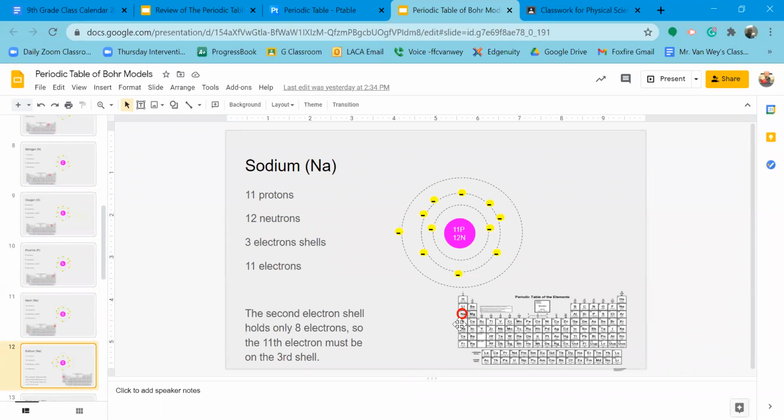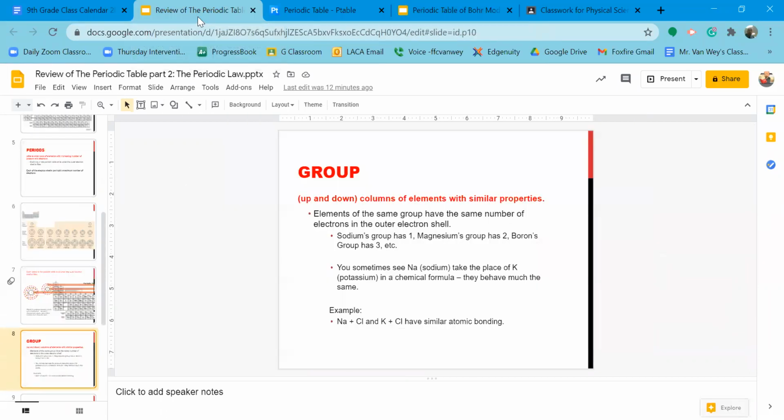Now we're at sodium. It's directly below lithium. It's in the same group. Now, notice how many electrons are in the outer shell? There's just the one. So elements in a group have similar properties because they have the same number of electrons in their outer electron shell.